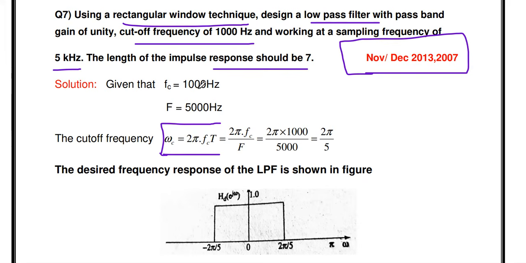So 2 pi fc, what is the fc value? 1000. Here T, but the sampling frequency is given. What is the relation between sampling frequency and sampling time? It's a reciprocal, so instead of T we put 1 by F. So 2 pi into 1000 divided by 5000. The answer is 2 pi by 5 radians. So the cutoff frequency is 2 pi by 5 radians.